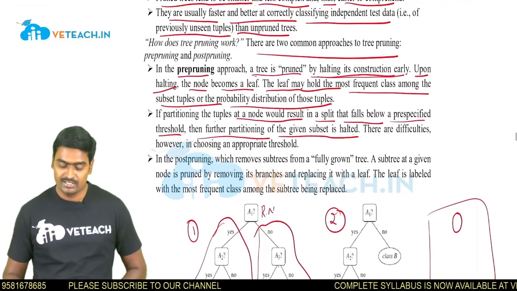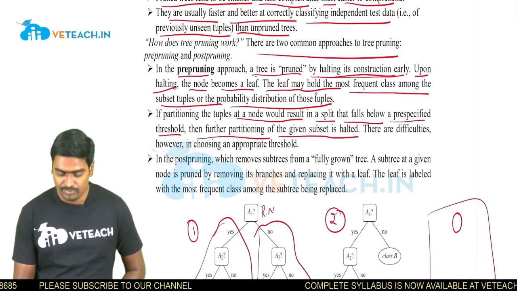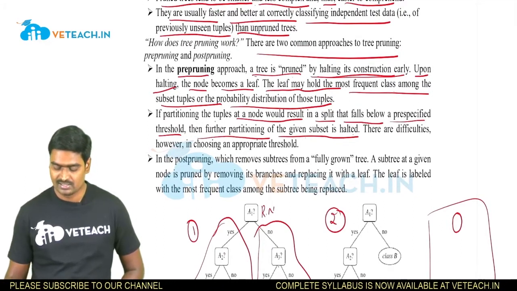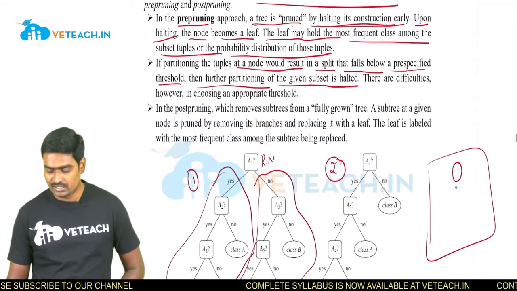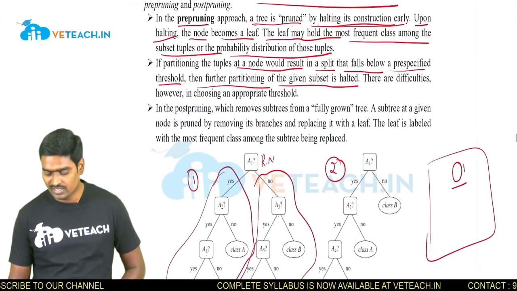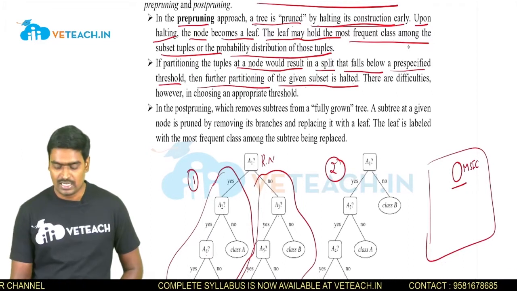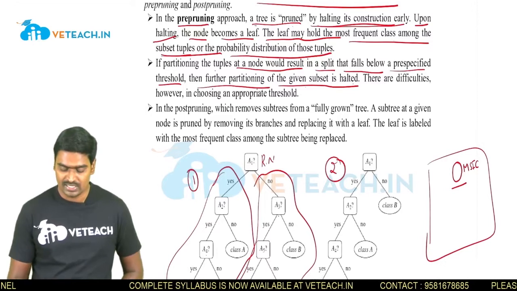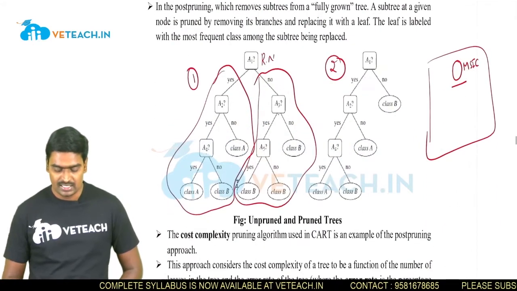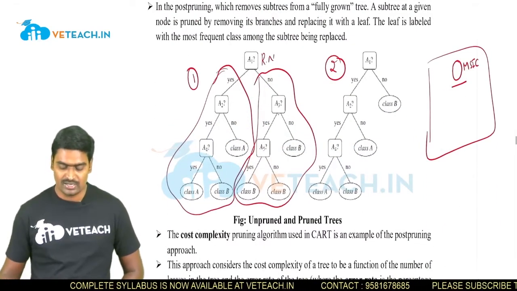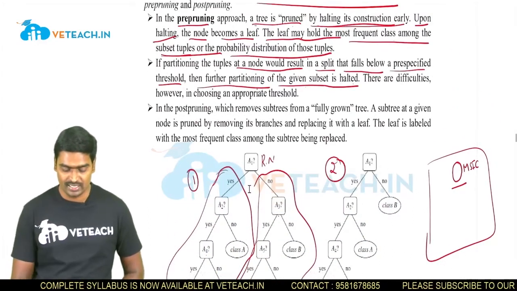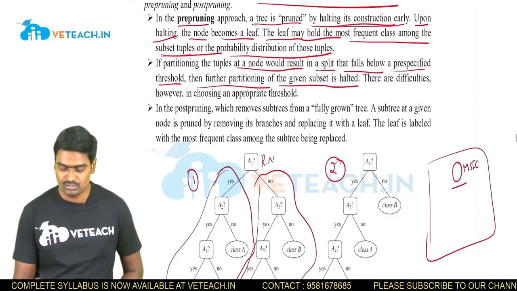It becomes a leaf node, and then the leaf may hold the most frequent class. It holds the most frequent class among the subset tuples. What are the subset tuples? There are a number of subsets here. So after creating the pre-pruned tree, the leaf holds the probability distribution of those tuples.